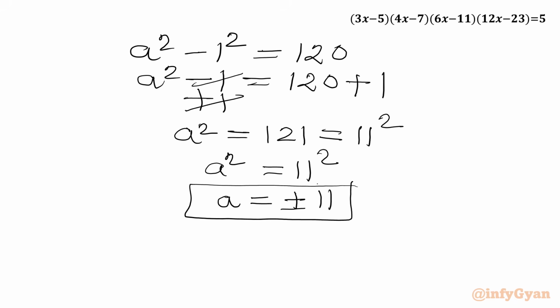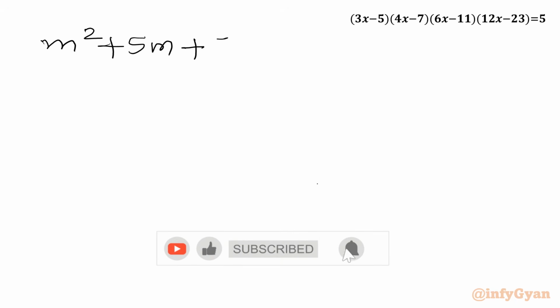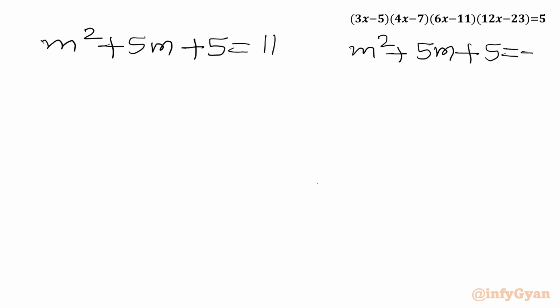A is our substitution. m square plus 5m plus 5 is a. So we will write m square plus 5m plus 5 equal to plus minus 11. So we can write two equations from here, one with plus 11, another with minus 11. Let's write m square plus 5m plus 5 equal to plus 11. Then we'll write m square plus 5m plus 5 equal to negative 11.